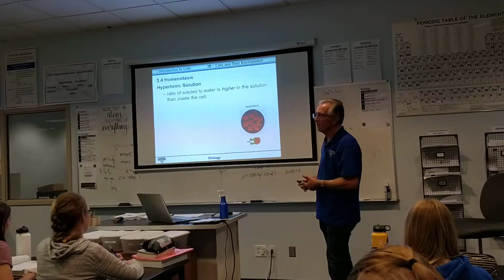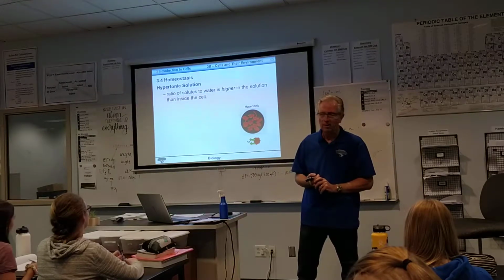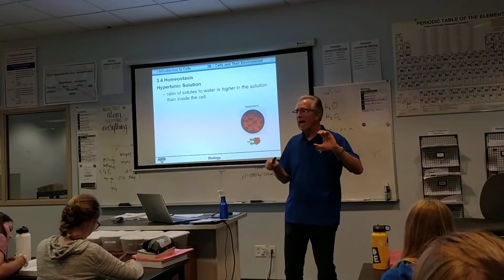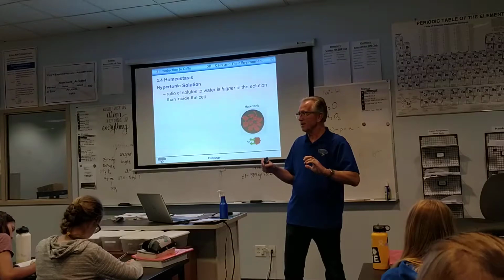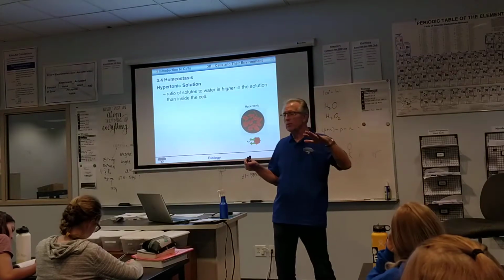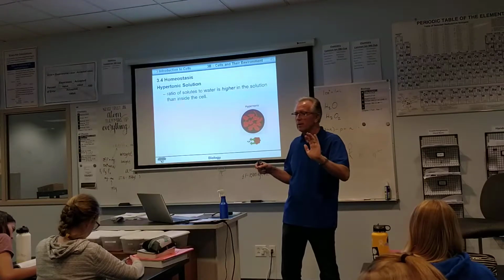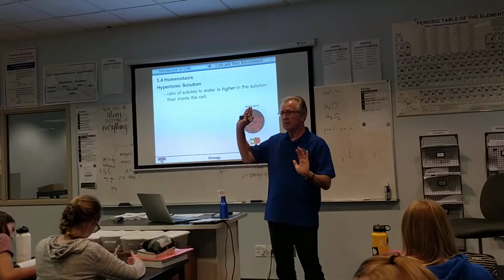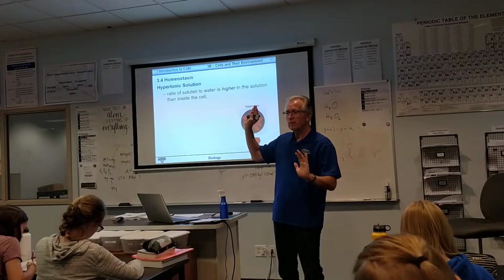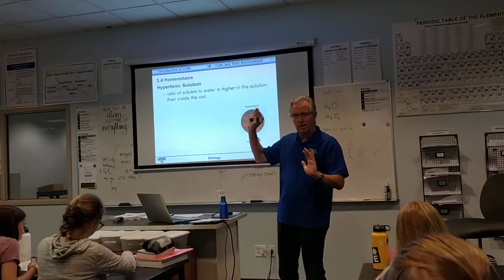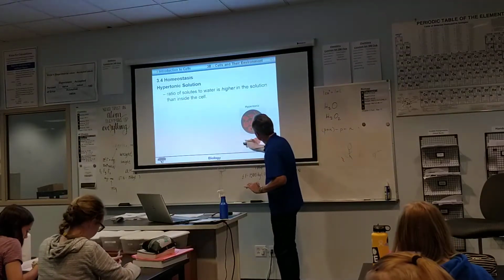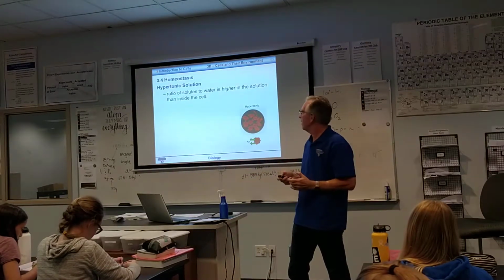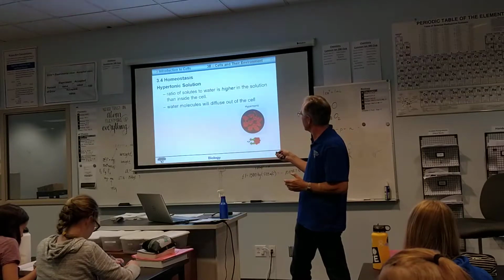Now, the opposite of hypotonic is hypertonic, where there is a high amount of solute outside the cell compared to inside the cell. So this would be a situation where outside the cell there's less water concentration than inside the cell. Which way will the water want to move? Outside the cell, right. So the water is going to want to leave the cell, and that's going to cause the cell to start shrinking.